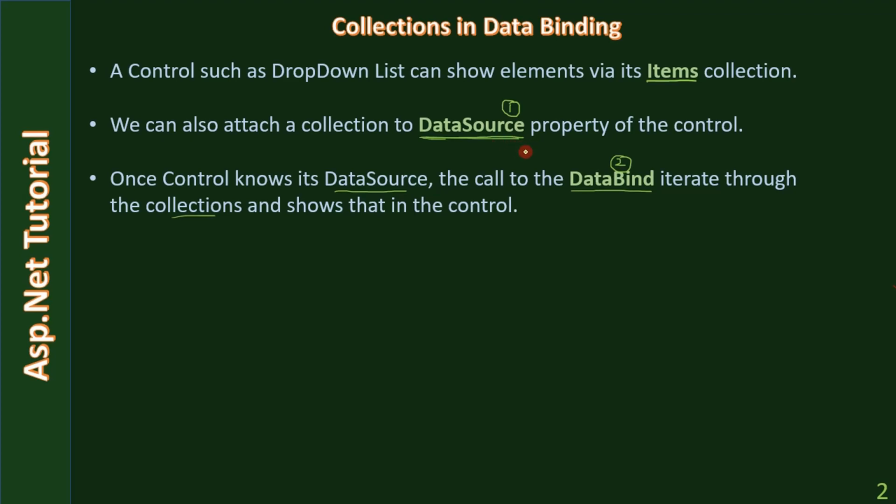If it is a drop-down control, when you click the down arrow button, you will see all the collection items. If it is a list box, it will be shown in the display area.